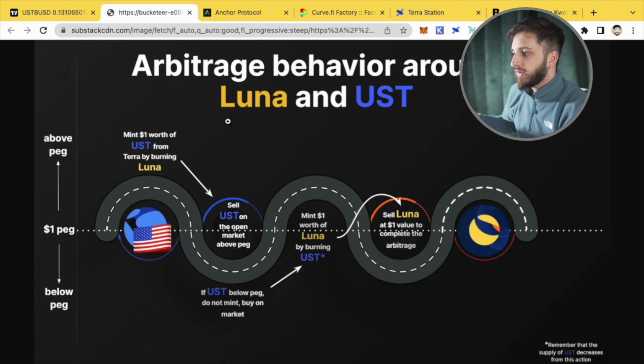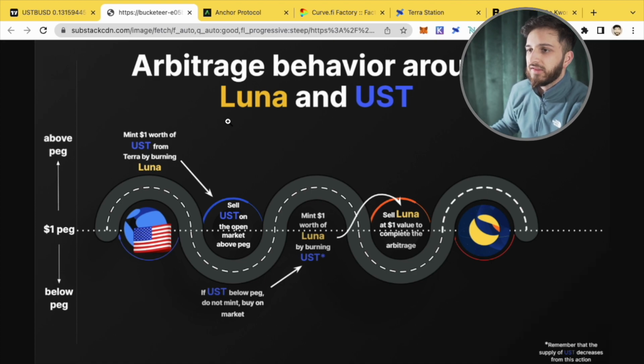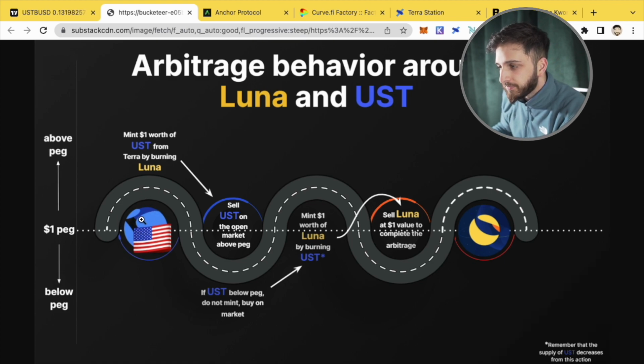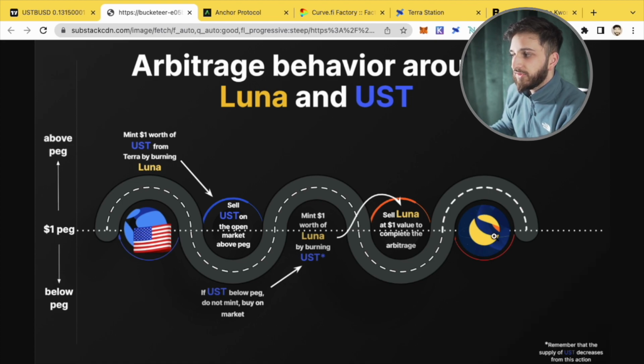This diagram illustrates this. Essentially, you've got two tokens. You've got UST and you've got Luna. UST being an algorithmic stablecoin, which at times can be above $1 and can be below $1. But the algorithm should in fact help it to remain at its $1 peg. Now, Luna is the governance token for the Terra network. It's used for staking, and its value comes from there really. It's also used in transaction fees and various other things as well.